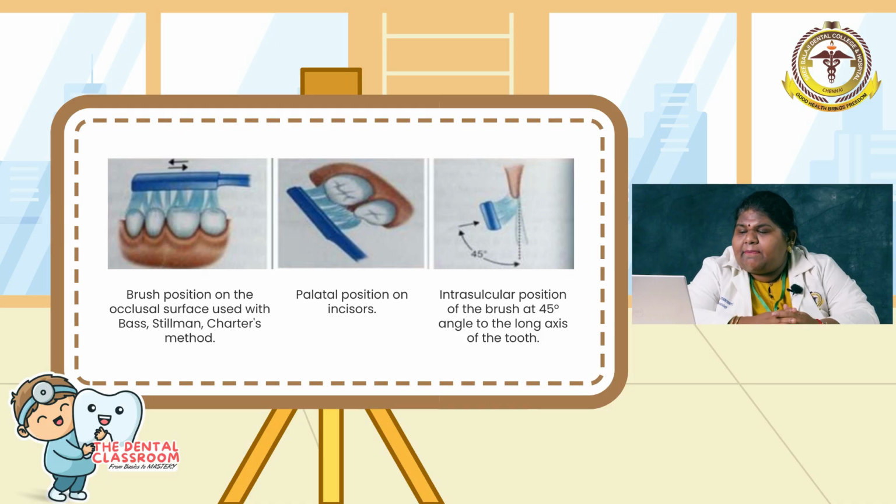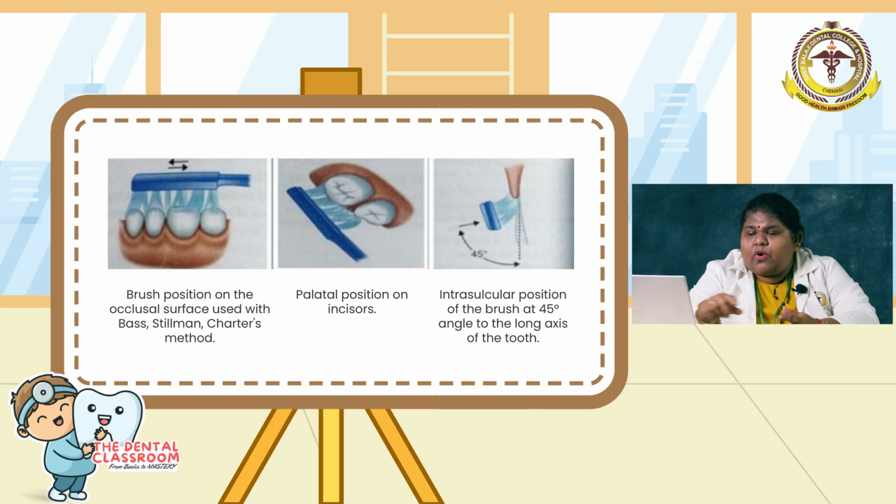Next, how will we do this technique? The technique combines the vibratory and circular movement of the Bass technique with the sweeping motions of the Roll technique. The toothbrush is held in such a way that the bristles are placed at a 45-degree angle against the tooth. The bristles are vibrated by moving the brush handle in a back and forth motion. The bristles are then swept over the sides of the teeth towards their occlusal surface in a single motion.